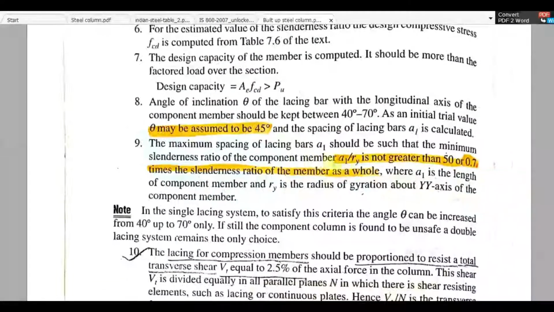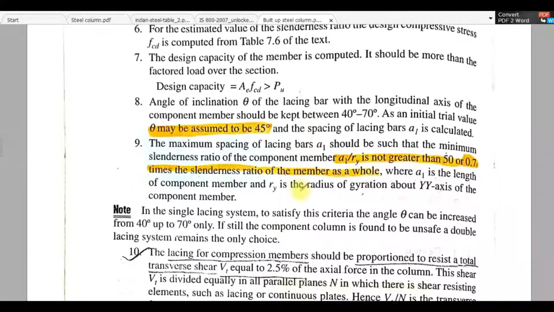Here you can see this a1 by ry should be not more than 50 and 0.7 times the slenderness ratio of the member as a whole. So you can find the slenderness ratio of the member as a whole. The total slenderness ratio of a member as a whole will be total effective length, that is KL, by the least radius of gyration.